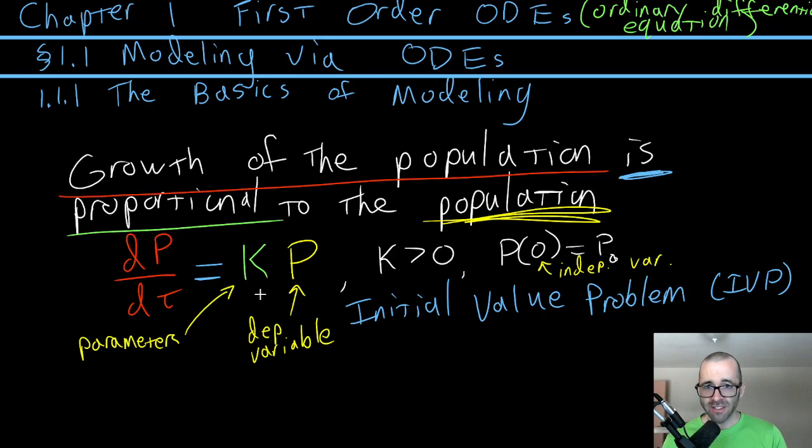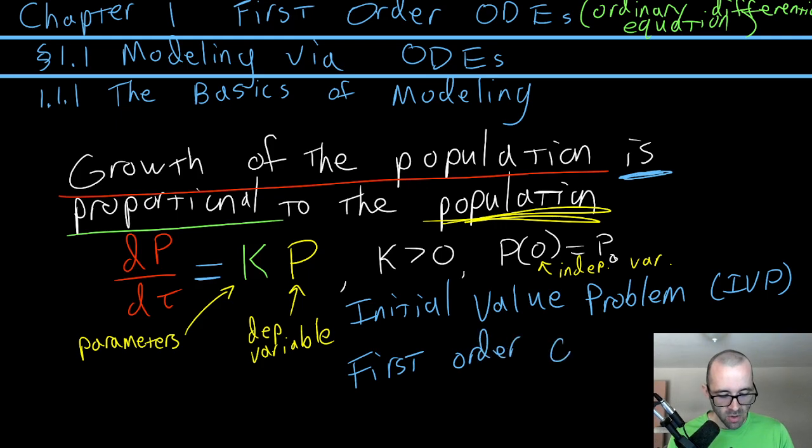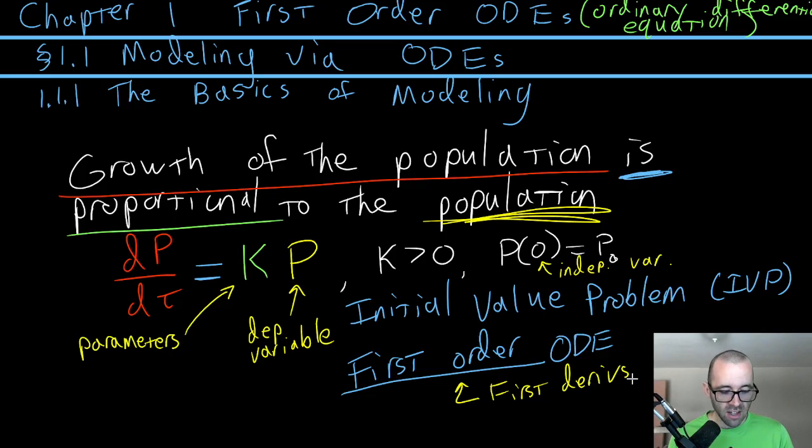Okay, so again, lots of vocab in these first couple videos. Going to try to keep things pretty straightforward. One other thing that I wanted to talk about, we're almost already done this first video, is that this is what's known as a first order ODE. Okay, why is it a first order ODE? It's a first order ODE specifically because it only has first derivatives. Okay? It doesn't have second derivatives.